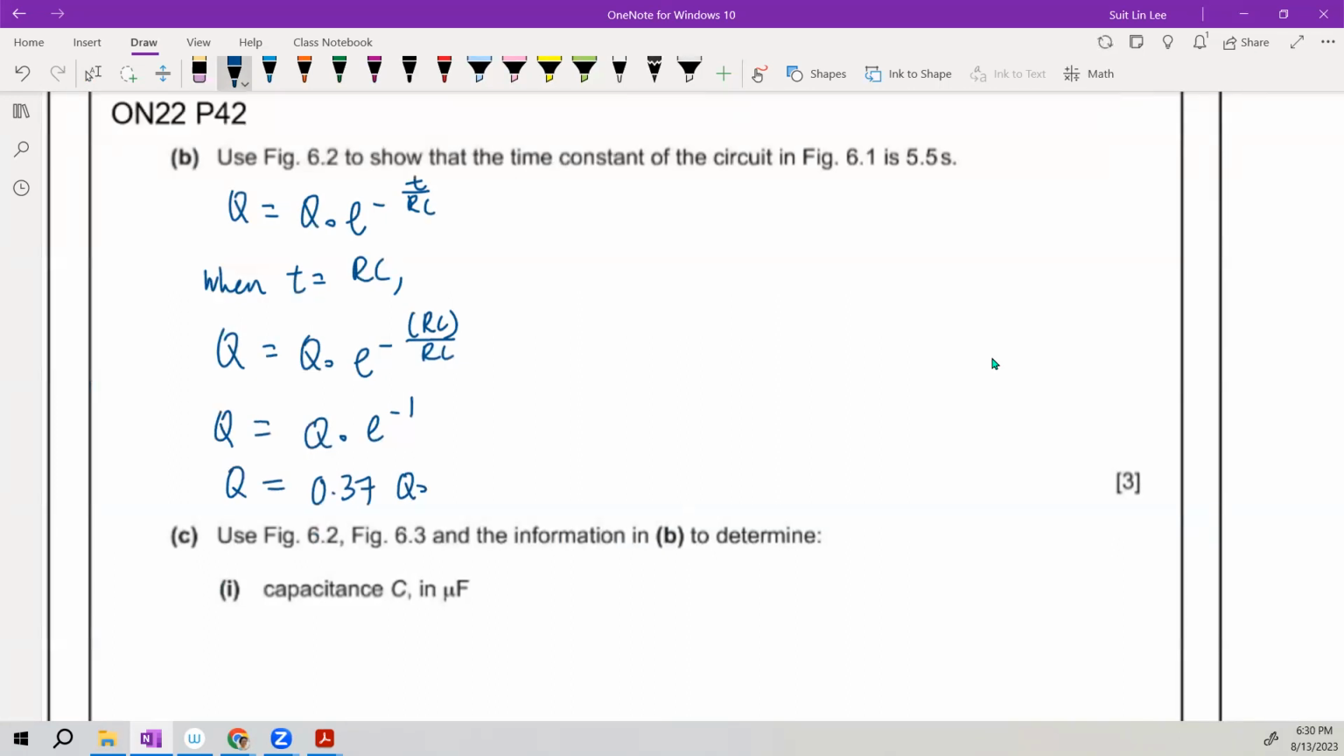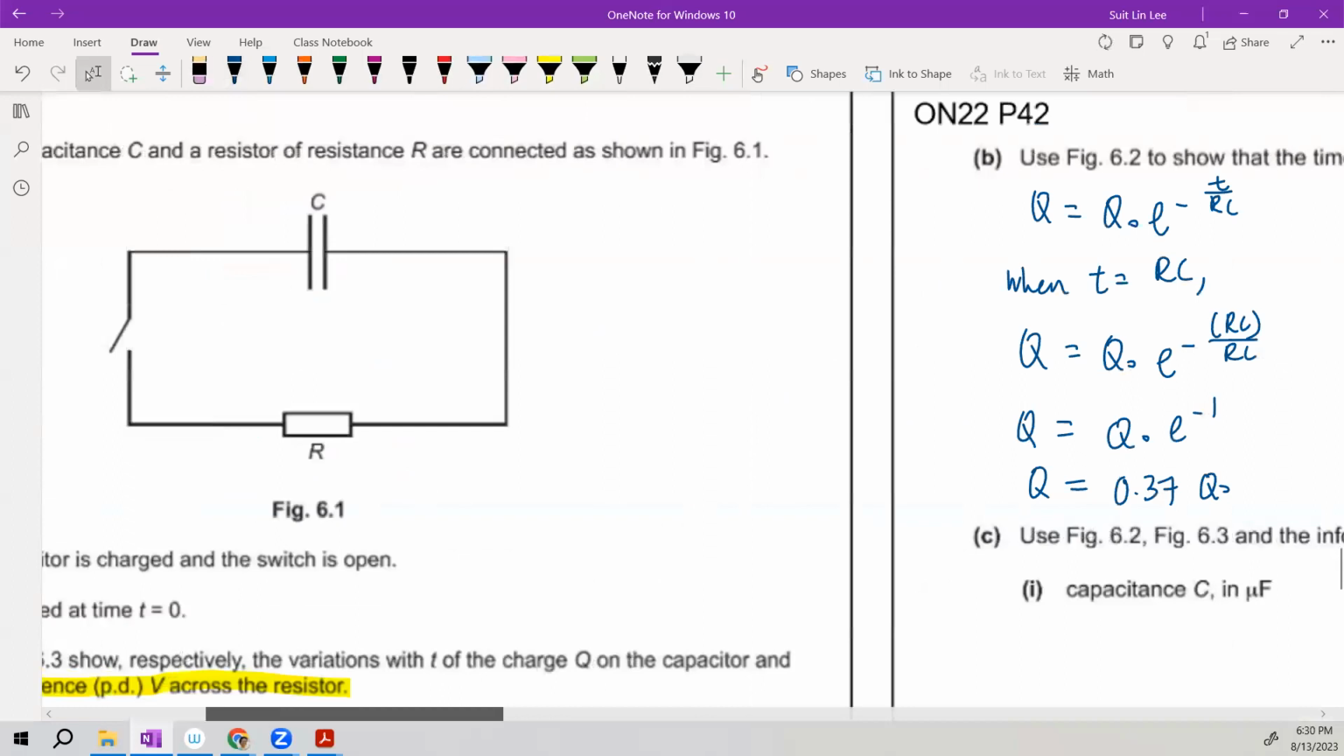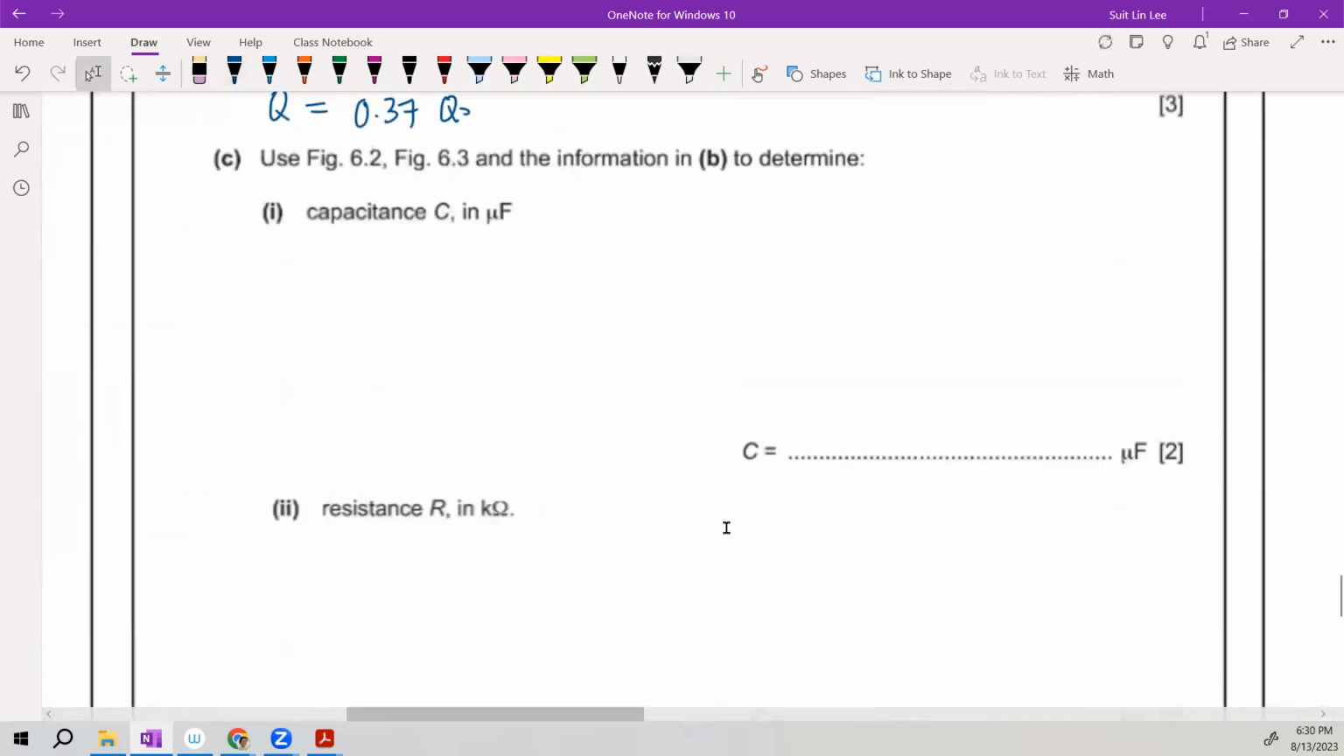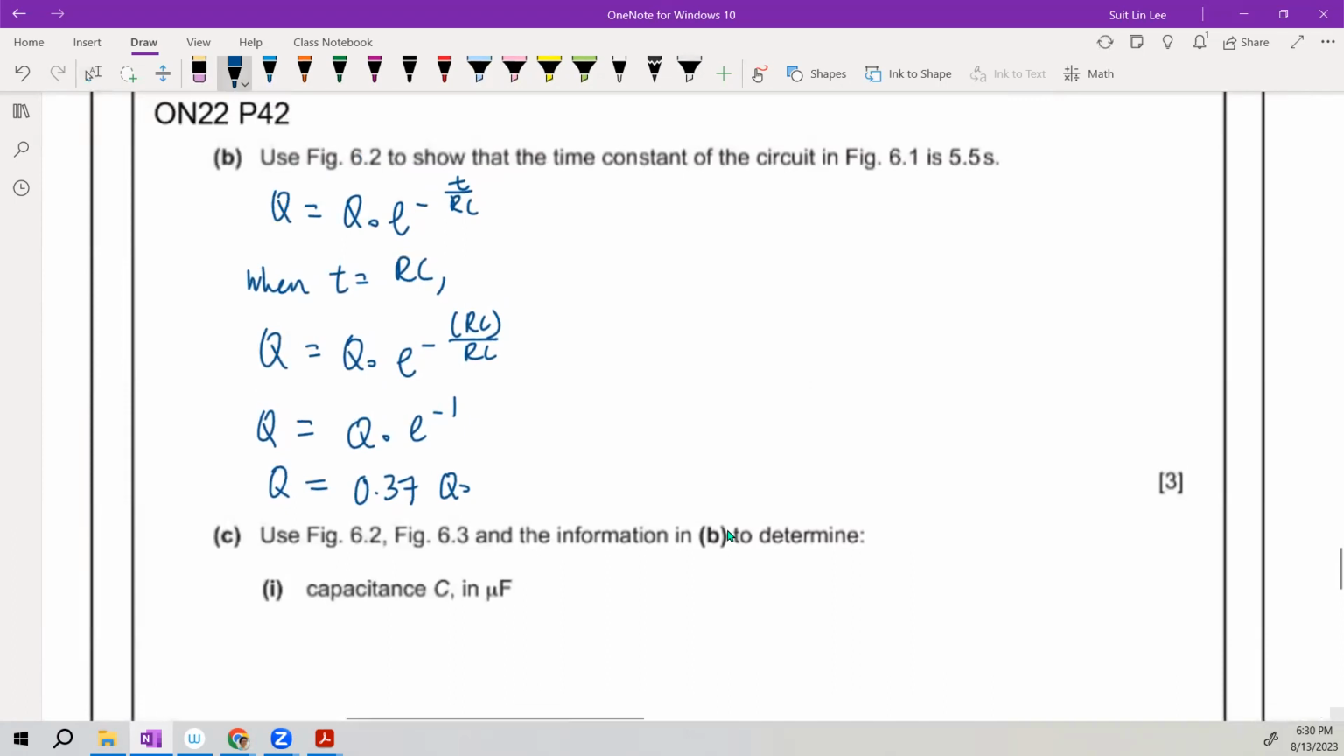Do we have Q naught? We do. Look at the graph. Q naught looks like 0.9. So I am going to substitute 0.9 here. So Q is equal to 0.37 times 0.9. This will make this 0.333 millicoulomb. So now I go back to the graph.